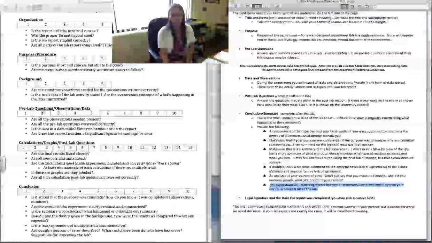And then any suggestions for improving the lab. You don't have to put that in there, but is there something that maybe I should do better next time? Okay. And then the last thing you do is a legal signature and date, and you can pick just a cursive font, or you can just type your name in there at the bottom.